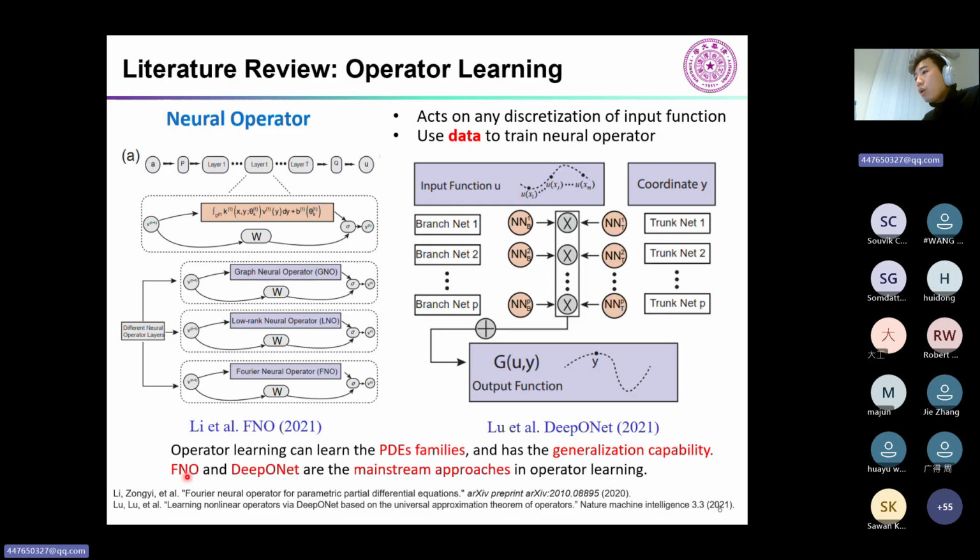There are 2 important ways in neural operators. The first one is DeepONet. The second one is FNO. It's proposed by Li Zongyi from Caltech and Lu Lu, maybe when he was at Brown University.